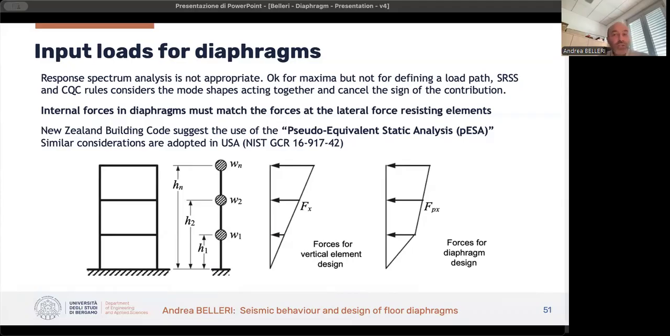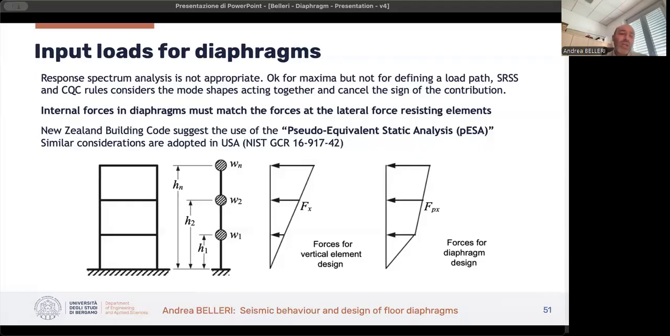So internal forces in the diaphragm must match the forces at the lateral force resisting elements, so they should be in equilibrium. In the building codes you could find some indication on how to derive the loads in the diaphragm, and so design the diaphragm. In particular, in the New Zealand building code, they suggest using a pseudo-equivalent static analysis, and similar considerations are available in the USA.